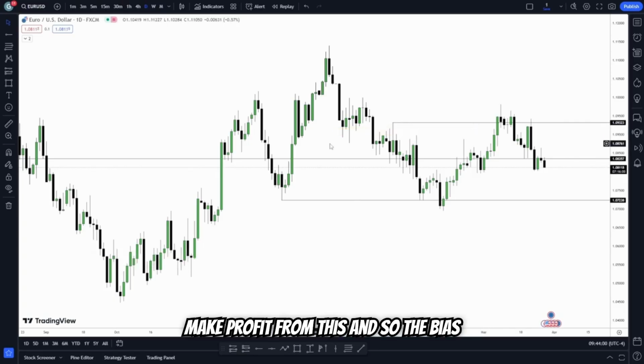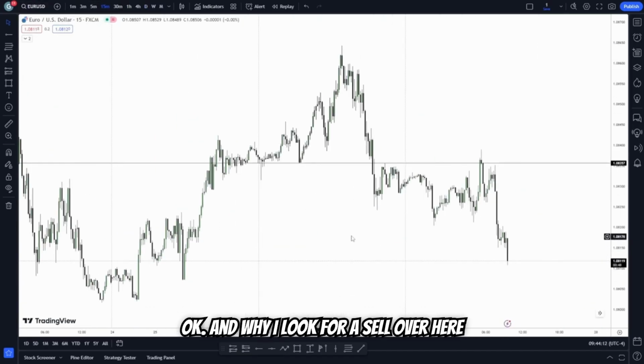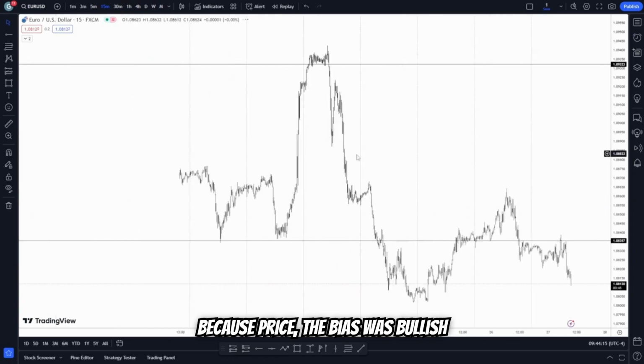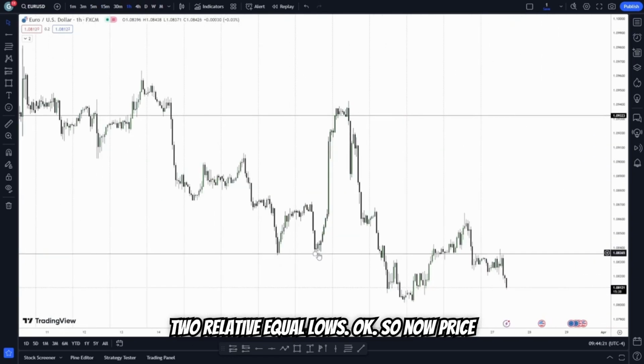And so the bias was bullish, okay. So that's why on 25 March the bias is bullish. That's why I look for a buy over here, okay. And why do I look for a sell over here? Because the bias was bullish, because on the 1h time frame it went below these two relative equal lows, okay.